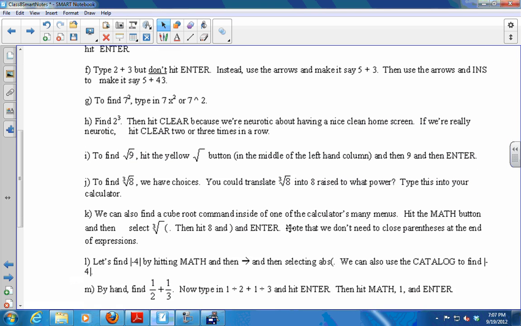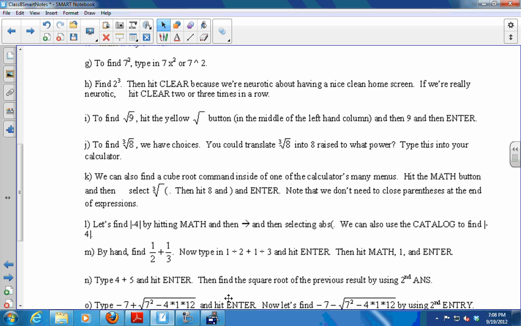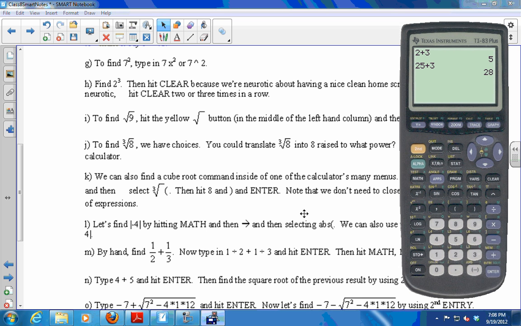Okay, so we're going to skip down to G here. To find 7 squared, you can either hit 7 and then the x squared button, enter, or you can hit 7 caret 2. So the caret is the exponent. This little guy, the caret or the hat, whatever you want to call it, also means 7 squared.